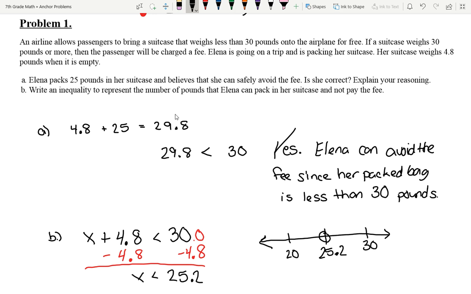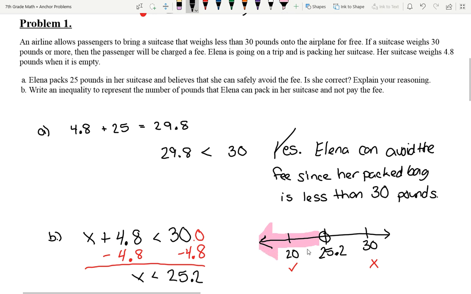And then when it comes to shading, don't automatically assume that where it's pointing is where you're shading. Test these numbers. What do I mean? Put in 20 for x. Is 20 less than 25 2/10? Yes. Test the other one just in case. Is 30 less than 25 2/10? No. So we're going to shade towards where it's true, which is towards this 20 here.